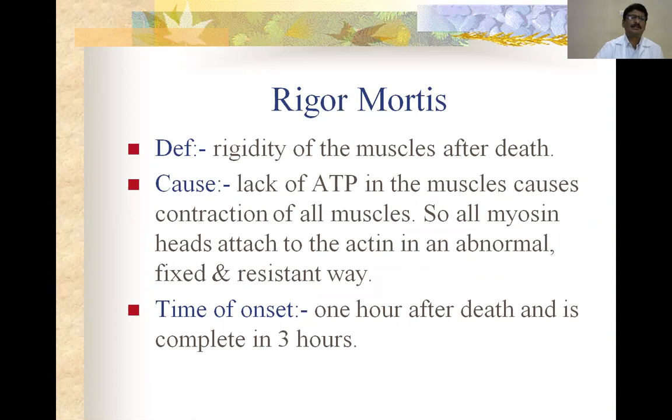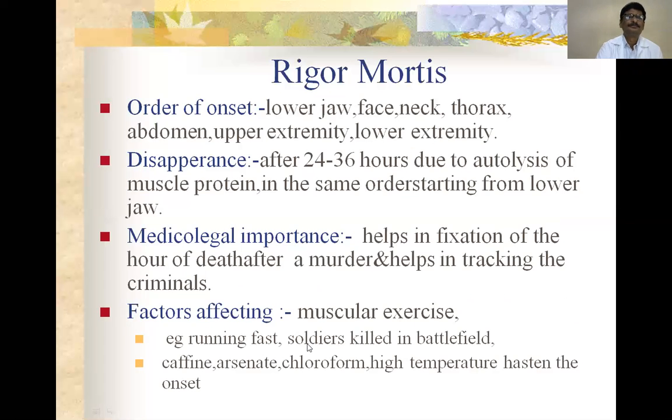That's called rigor mortis. It will happen about 1 hour after death, and is complete within 3 hours. It starts from the lower jaw, face, neck, and finally the lower extremities. It disappears after 24 to 30 hours due to autolysis of muscle protein. And it is of medical importance to know the time of death, and thereby it can help in criminal investigations.